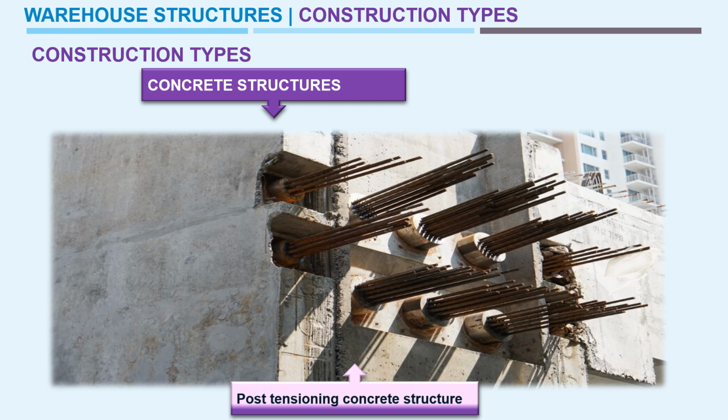And this is post-tensioning concrete structures. The difference between pre-tensioning and post-tensioning is that pre-tension concrete can be done only in the factory. Once the concrete beam or column is cast at the factory, it is lifted to the project site, and only the assembling happens there.